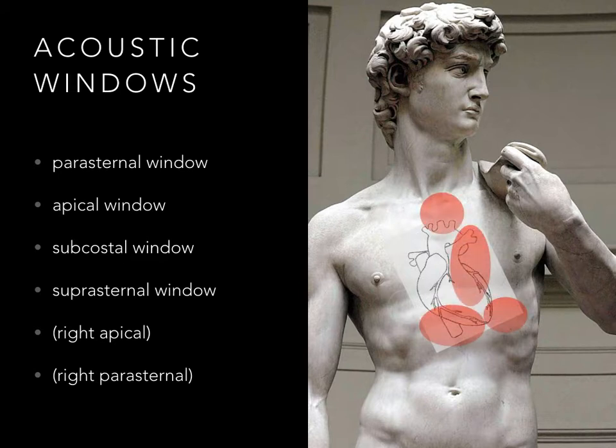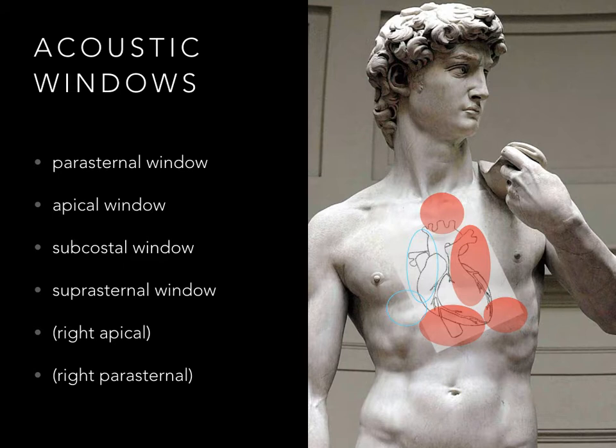The parasternal window is located on the left-hand side of the sternum. The apical window is where the apical impulse is maximal, or around the left fifth intercostal space in the mid-axillary line. The subcostal window is near the midline in the subxiphoid region, and the suprasternal window is where the suprasternal notch is located.